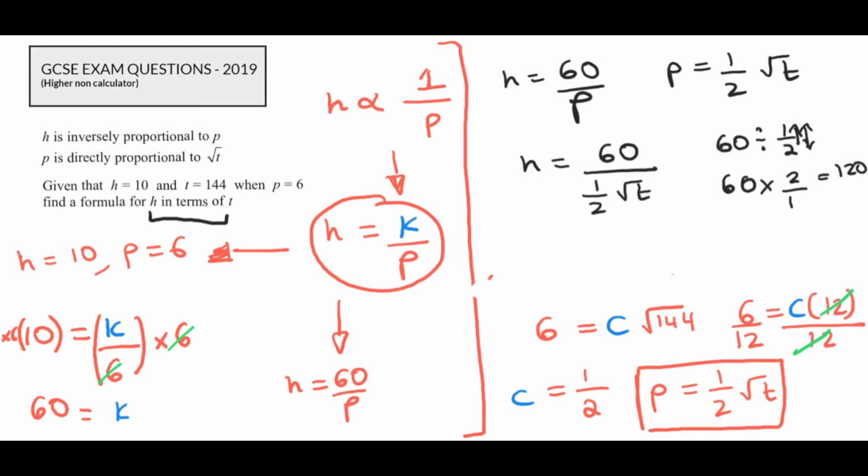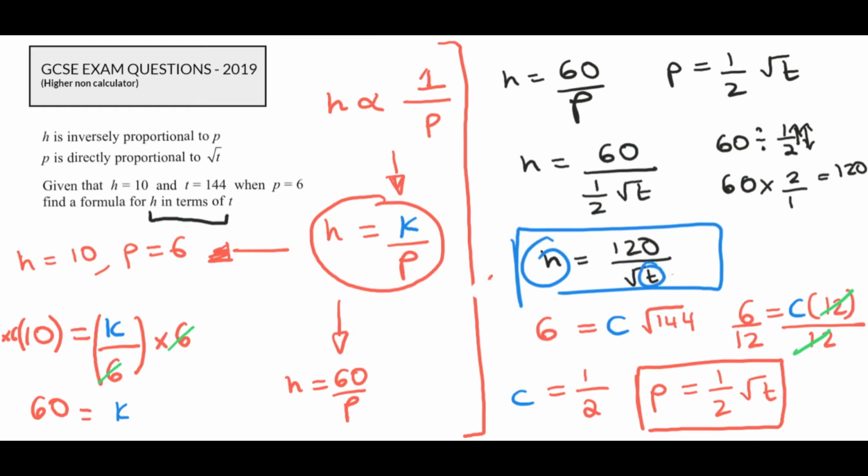So I can rewrite this now as 60 over half. We just discovered it's going to be 120, so I'm going to write 120 on the top. But on the bottom, there's still a root T, so I'm going to put divided by root T. And this is our final answer, because remember, it says find the formula for H in terms of T. H is on the left-hand side, T is on the right-hand side.